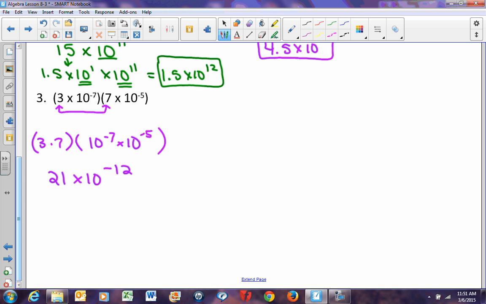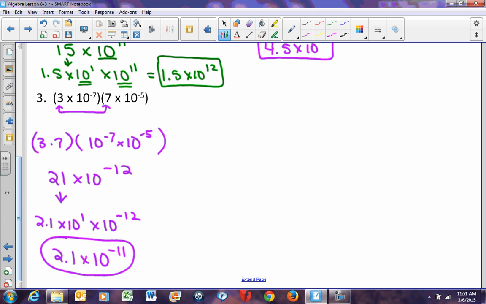But this is not in scientific notation yet. So this number written in scientific notation would be 2.1 times 10 to the 1st, and I already have it times 10 to the negative 12. So this becomes 2.1 times 10 to the 1 plus negative 12, which gives me negative 11.